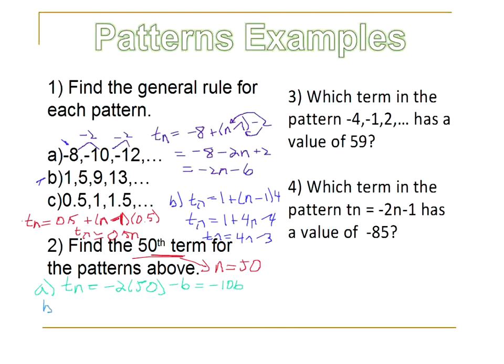For question B, I have Tn equals 4 times 50 minus 3. This 4 times 50 is 200, minus 3 is 197. And for question C, I have Tn equals 0.5 times 50, and so that's 25.